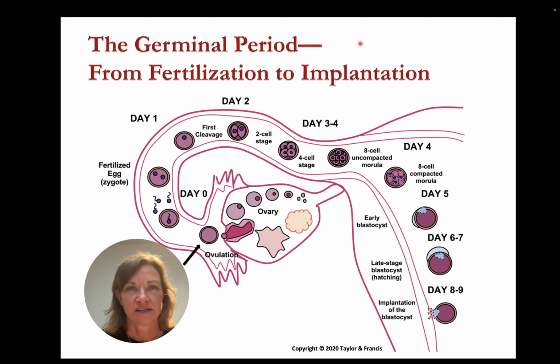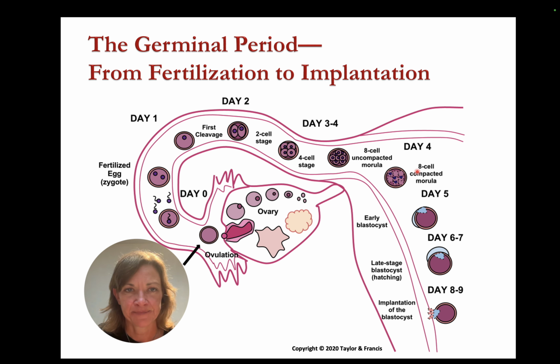Those are the two main events that bookend the germinal period. Here we have an ovary. The ovaries release an egg, or an oocyte, in ovulation. That egg is fertilized to become a zygote, and then the zygote travels proximally through the fallopian tube, bouncing and rolling along toward the uterus.